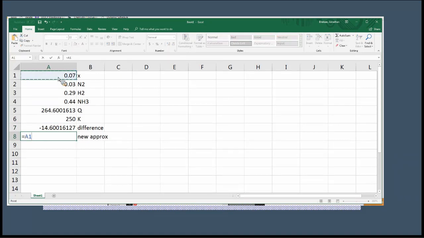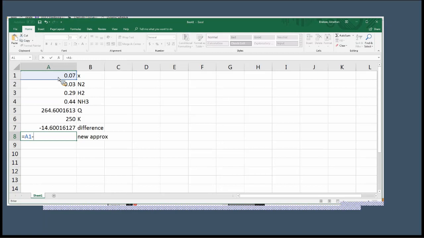and then, because as x increases, Q increases, I put a plus here. Now, if it were the opposite, if as x increases, Q decreases, then instead of putting a plus right here, I would write a minus. So keep that in mind.